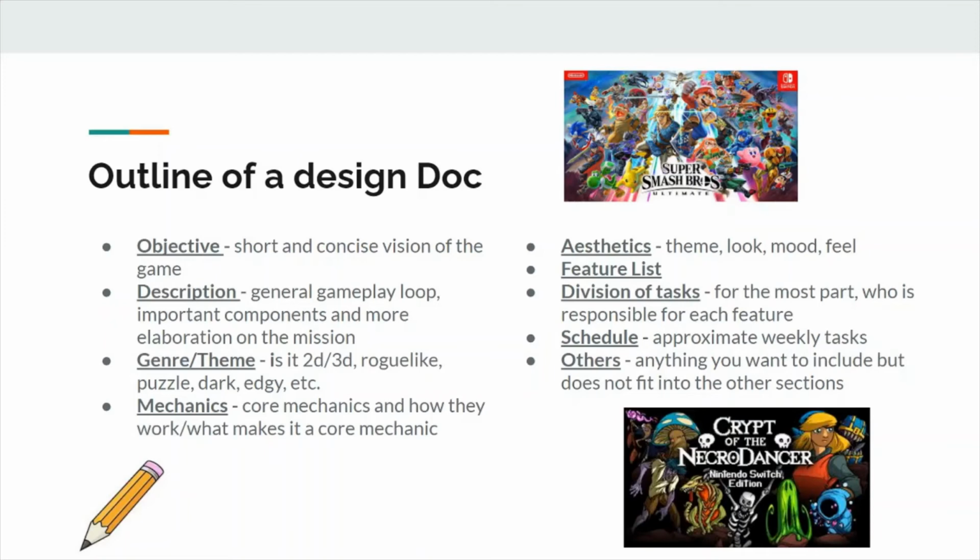Now, a feature list is something we'll get more into later as for the slides, but basically this is a more specific version of the mechanics. The division of tasks. Who is going to do what? What feature is everyone responsible for?